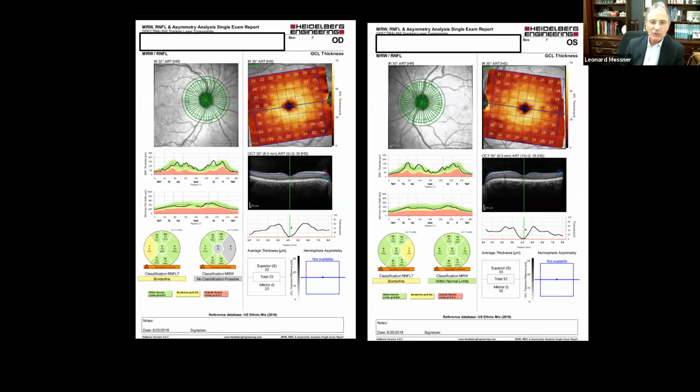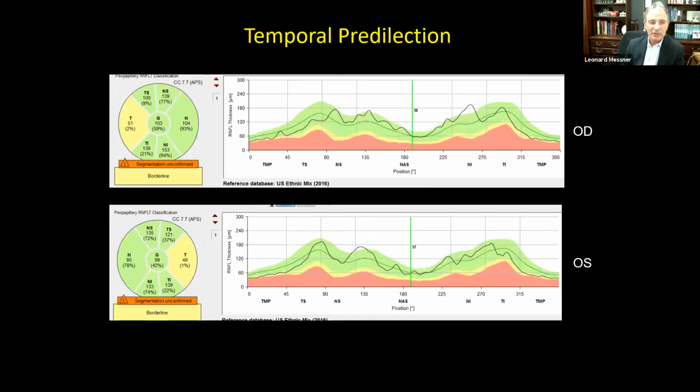And then looking at the OCTs, and if I blow this up, what you can see, specifically looking at the retinal nerve fiber layer, is this selective thinning of the temporal nerve fiber layer, both in the right eye as well as in the left eye. This is not necessarily diagnostic for multiple sclerosis, but nevertheless, it is a surrogate biomarker of disease activity.